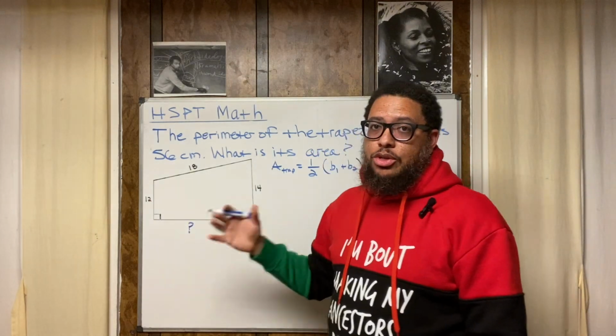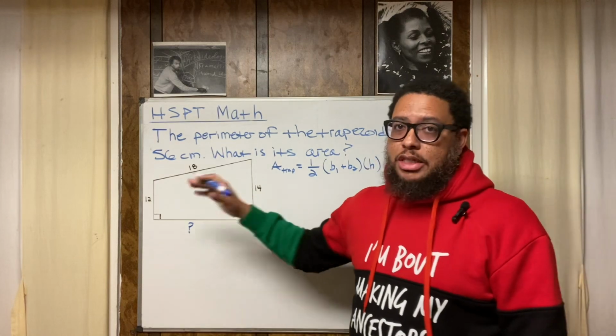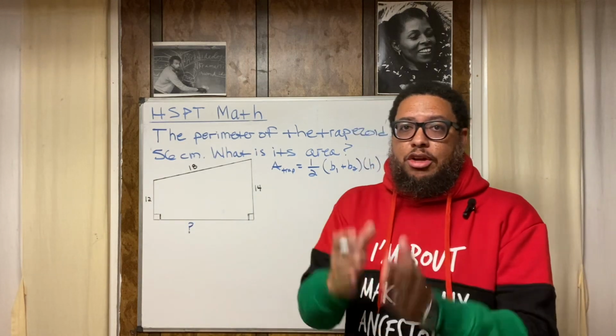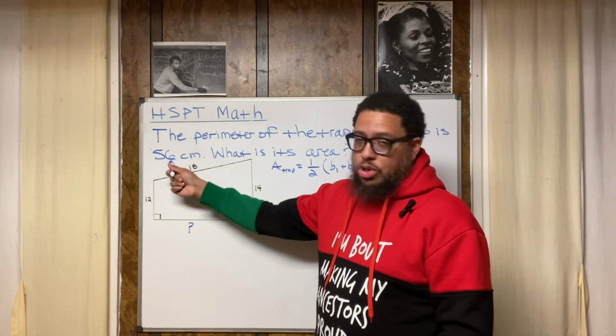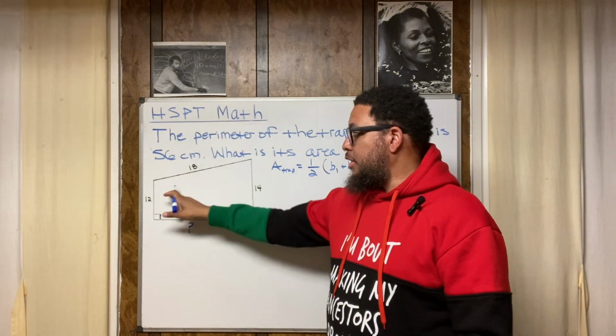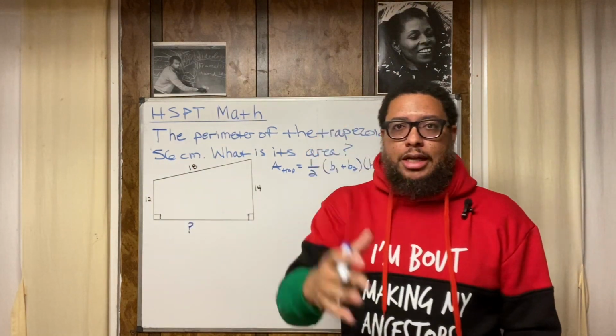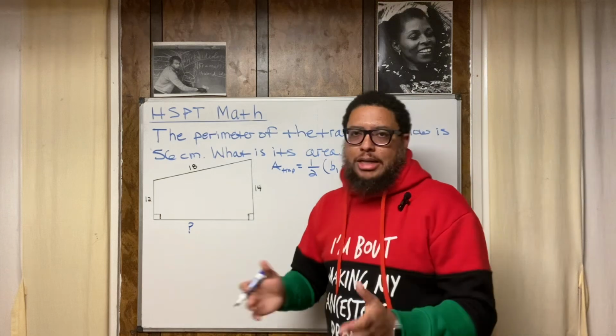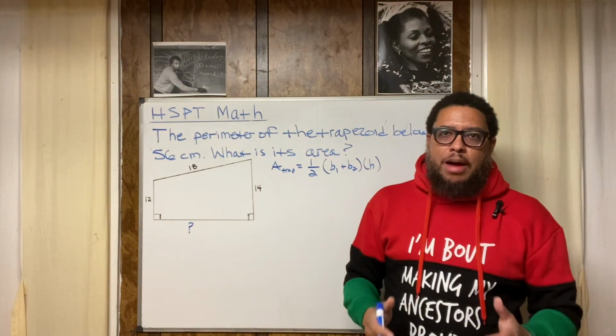Add the sides that we do know, find the sum of those three sides, and then find the difference between the total 56 and the sum of the three sides. I'm gonna say it again. But before I say it again, this is why math is important.